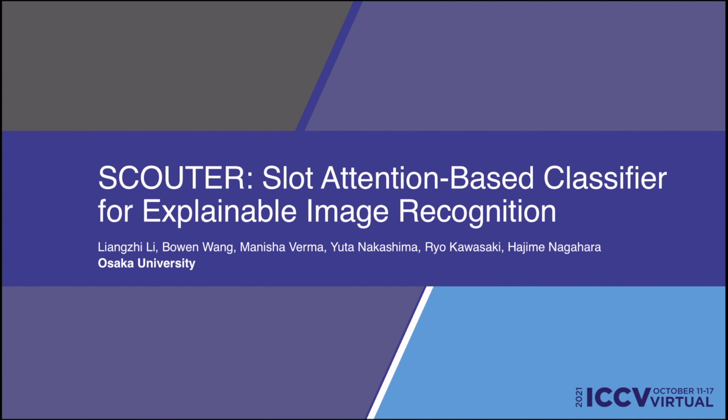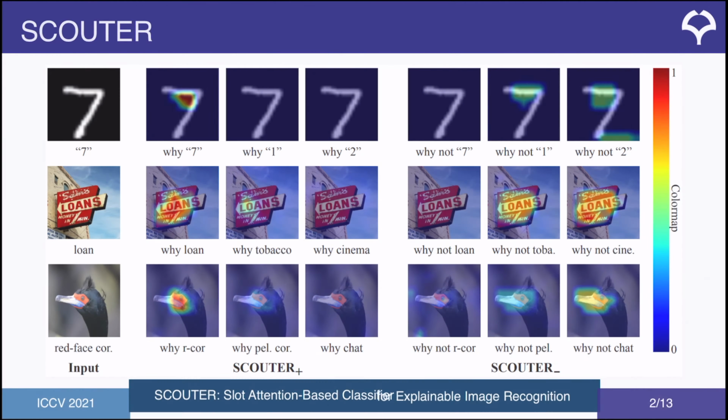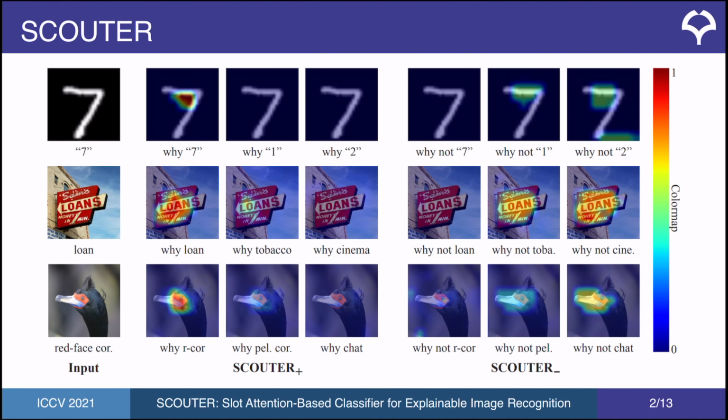In this video, we present our work that has been accepted for presentation at RCCV 2021 conference, SLOTR, Slot-Based Attention Classifier for Explainable Image Recognition. SLOTR is a classifier that can output classification decisions as well as the visual explanations at the same time.